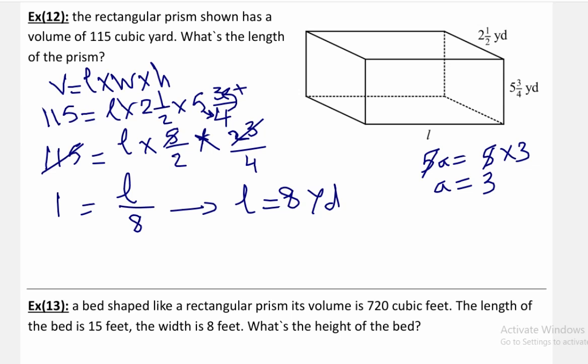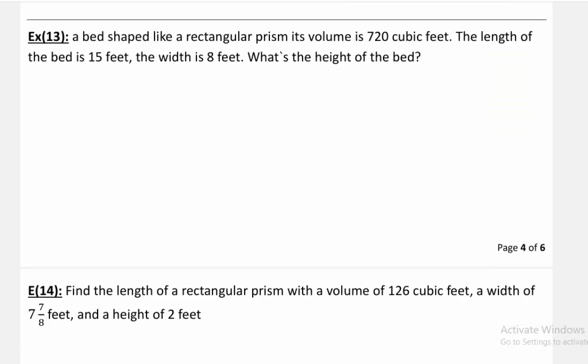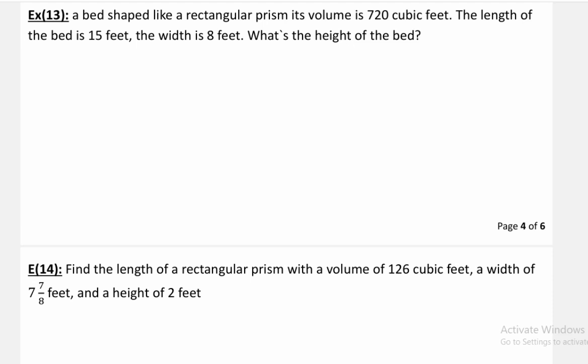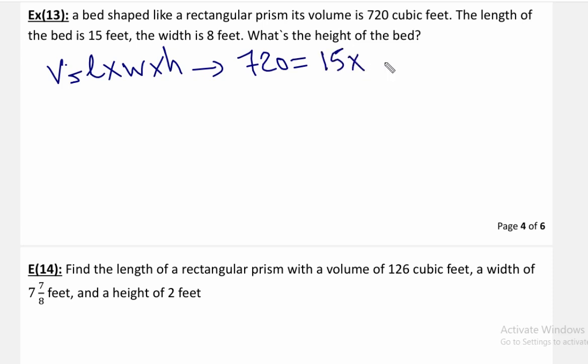Okay? Another one. Checking your answer now. A bed shaped like a rectangular prism has a volume of 720 cubic feet. The length of the bed is 15 feet and the width is 8 feet. What is the height of the bed? It's very simple. Now check your answer with me. Volume equals length times width times height. You have 720 equal to length, which is 15, times width, which is 8, times height.